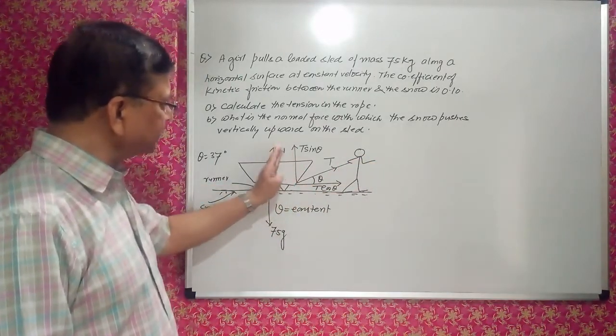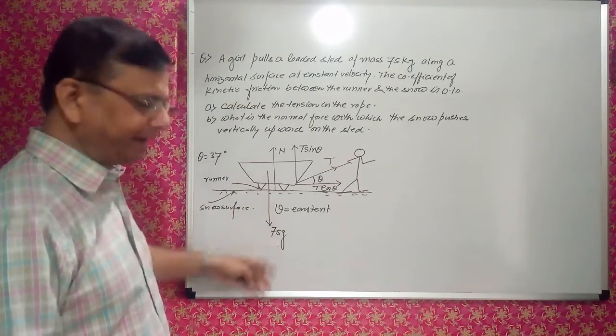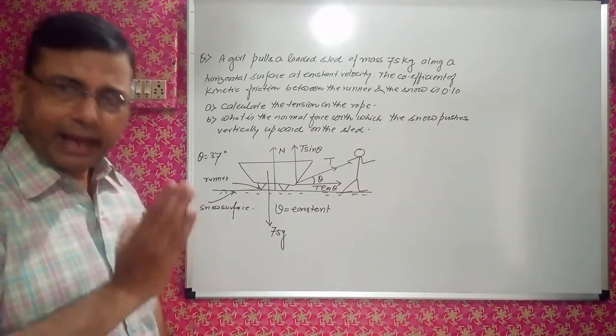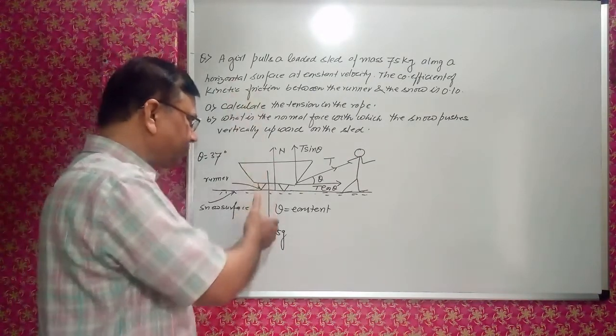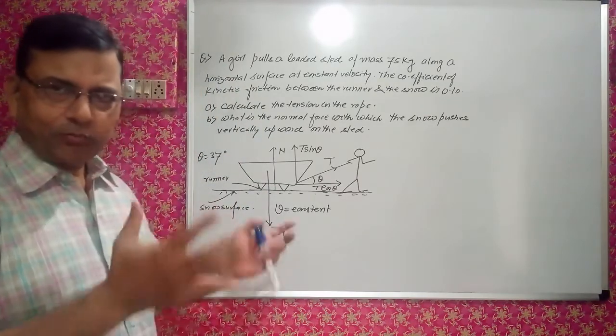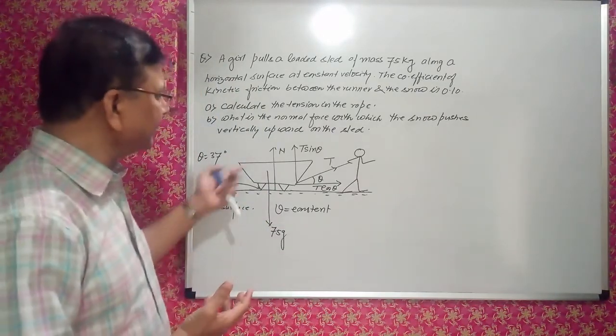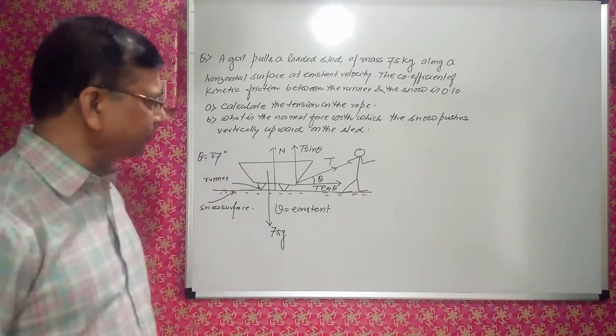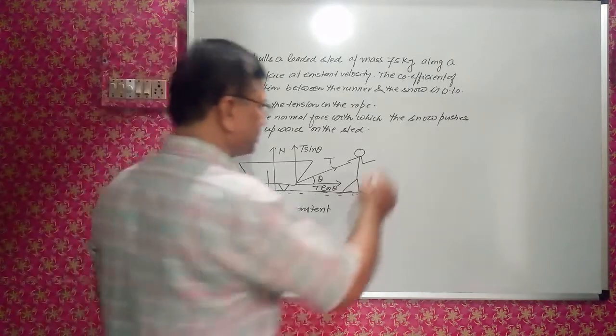And these two forces will balance this weight because there is no vertical motion in this leg. So we can make the equations and accordingly we can find tension as well as the normal reaction. So, solution.